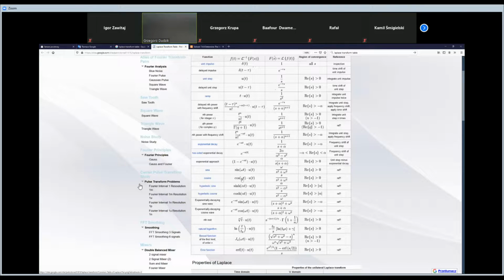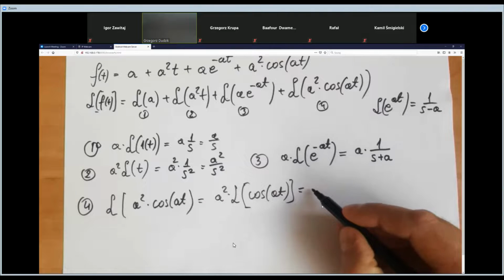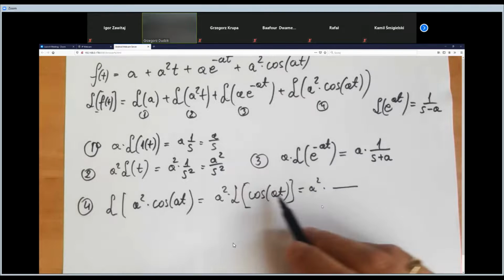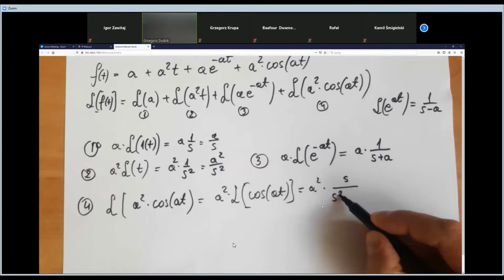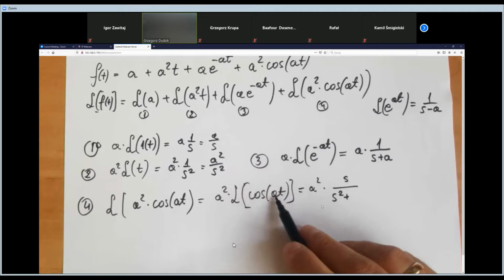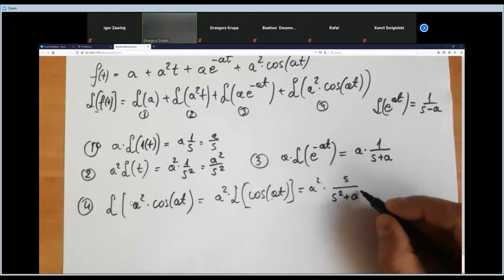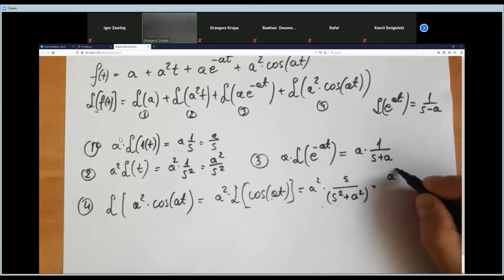So in my case, it will be equal to a squared times the Laplace transform of the cosine, which as you know is s over s squared plus omega squared. We've got the constant a, not omega, so a squared. Finally, we've got a squared times s over s squared plus a squared.